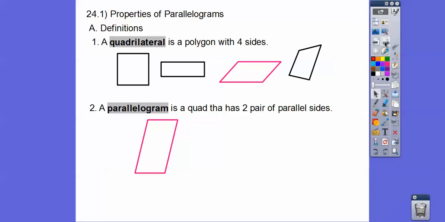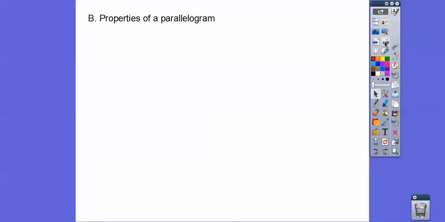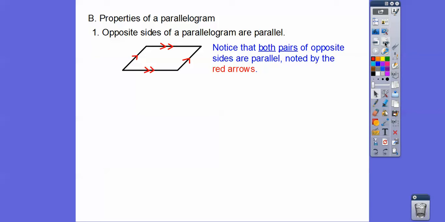All right, so properties of a parallelogram. Opposite sides of a parallelogram are parallel. Well, that's what we just talked about. And notice both pairs of opposite sides are parallel, and they're marked by the red arrows. The single red arrows on these sides mean these two sides are parallel, and the double red arrows mean it's parallel with this one that has two red arrows. So that's how we mark parallel sides, with arrows.